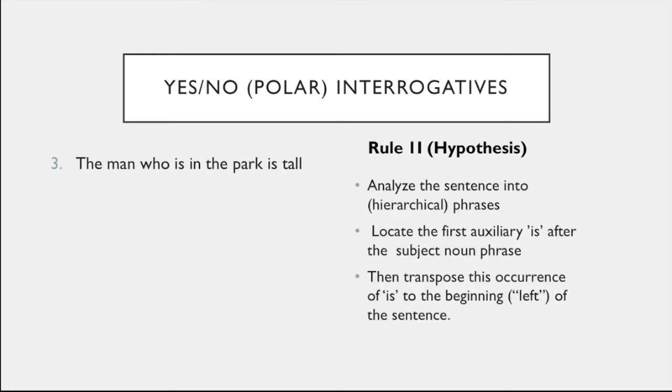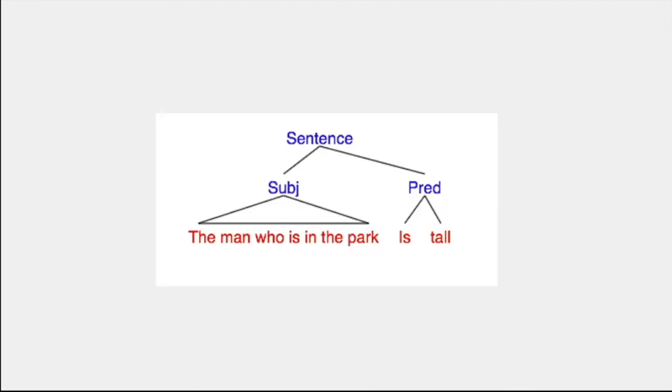So suppose that we have this other hypothesis. First, it requires us to analyze the sentence, not merely as a string of words, but as a hierarchical structure composed of phrases. Then we locate the first auxiliary is after the subject noun phrase, which in this case would be the auxiliary of the main clause. And finally, we would transpose this occurrence of is to the beginning of the sentence. This would be a very rough example.